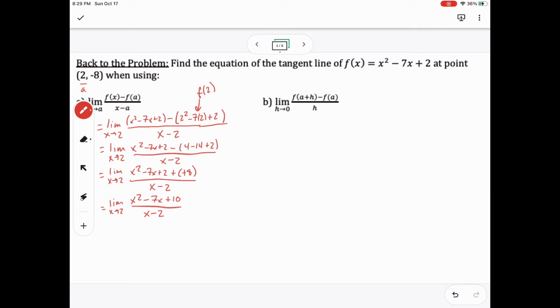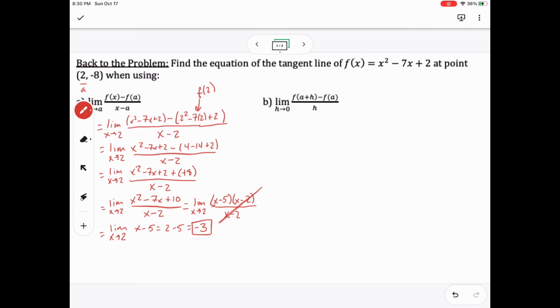So then I get the following expression of x squared minus 7x plus 10. I can't plug in 2 yet because of the x minus 2 in the denominator. It would be undefined, so I have to factor. I factor it to be x minus 5 times x minus 2. Then I see that the x minus 2's cancel each other out, and now I can deal with the expression x minus 5, so plugging in the 2, I get negative 3.